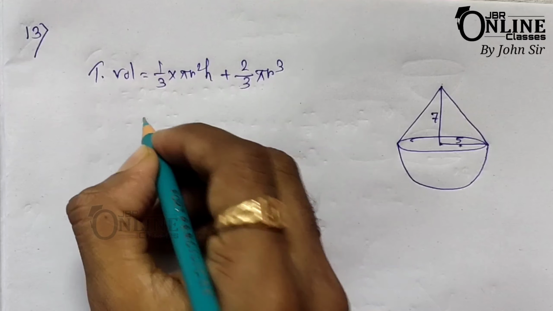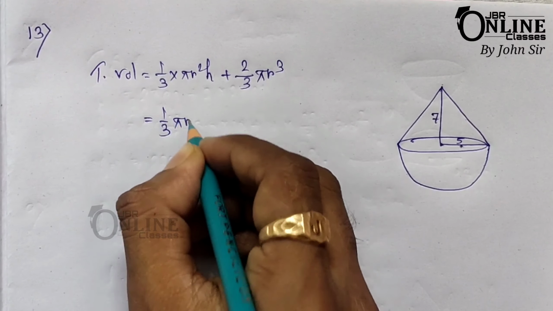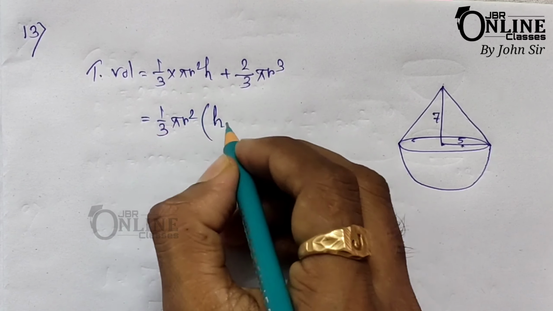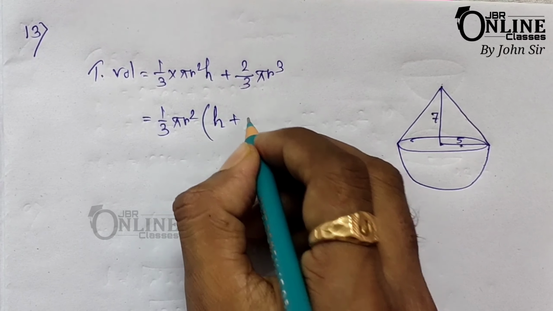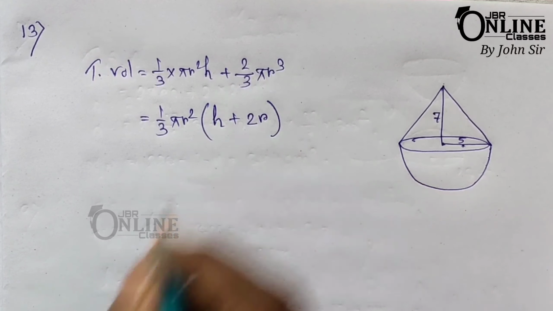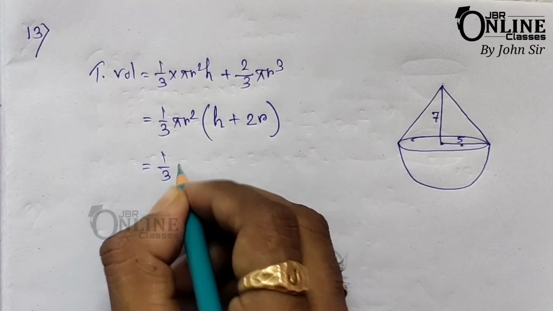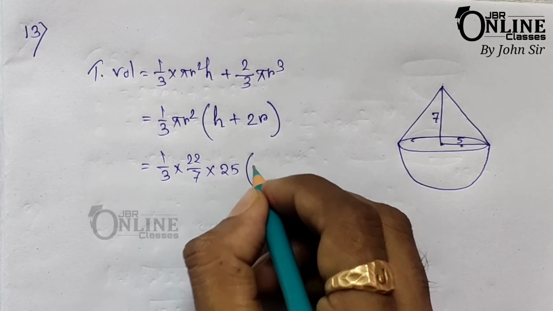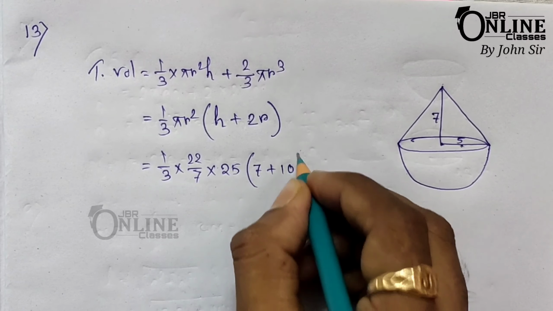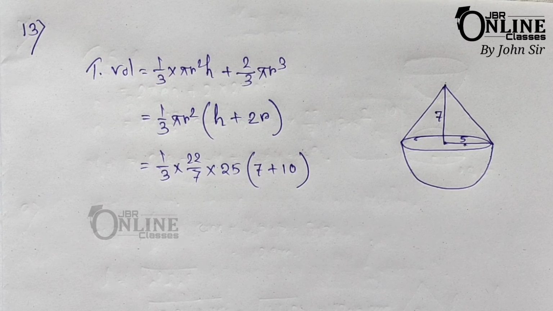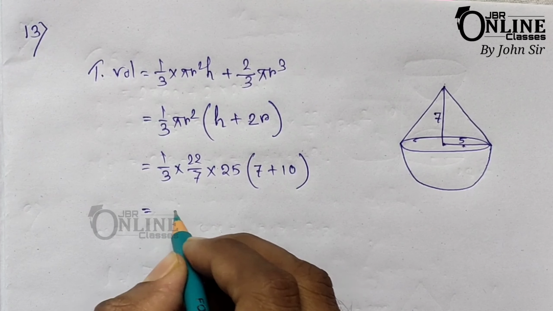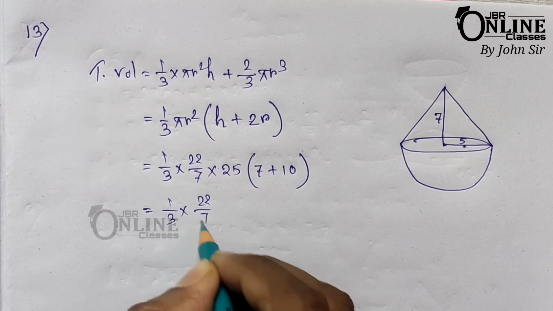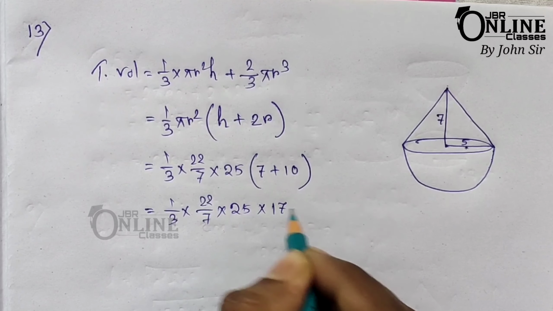So here if 1 by 3 pi r square is common, then it becomes h plus 2 r. So h plus 2 r. Now here 1 by 3 into 22 by 7, and r square means 25, and here h equal to 7. Now 5 into 2, that becomes 10. So next here you will find the answer. So 1 by 3, 22 by 7 into 25 into 17.